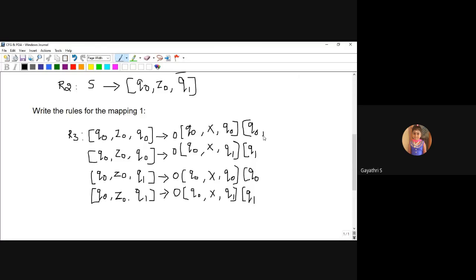Next, this is the portion for z naught. The x portion is over. So write z naught as the middle element. Next, you have to end with the same as the left hand side's third element: q naught, q naught, q1, q1. The same thing is repeated here: q naught, q naught, q1, q1.